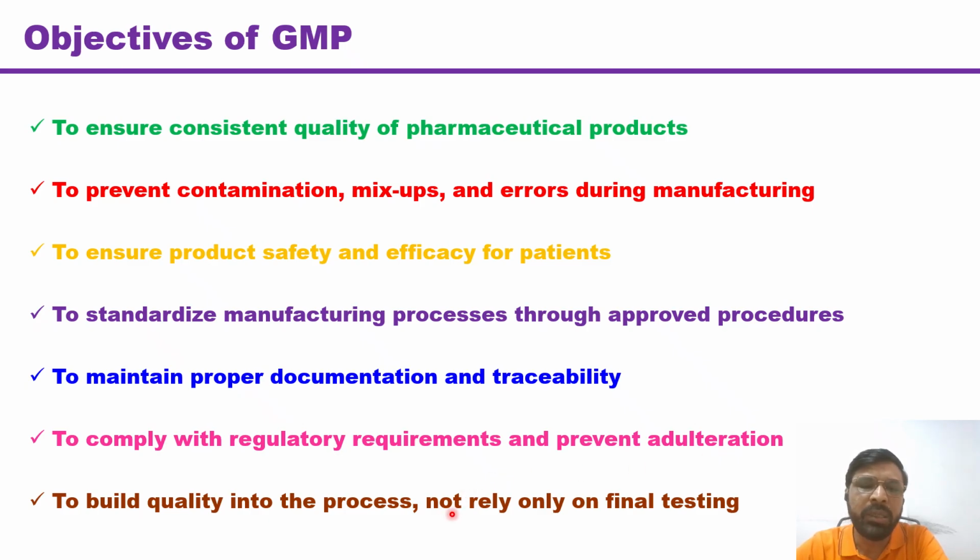quality products. The next objective is to build quality into the process, not only on the final testing. There are multiple processes or multiple stages involved in the production, so if we maintain the quality within all the stages, then only we will get a final result or final testing with the proper quality.